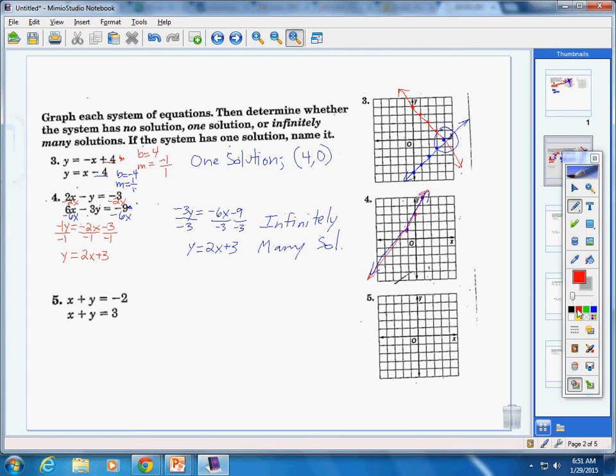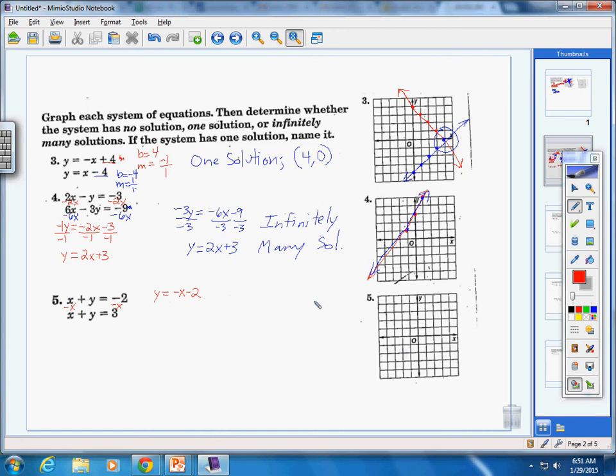All right, last one, number 5. X plus y equals negative 2, same thing. This guy's not in slope-intercept form, so you need to put it in slope-intercept form. We need to get y by itself. So let's subtract x from both sides, and your new equation should be y equals negative x minus 2.